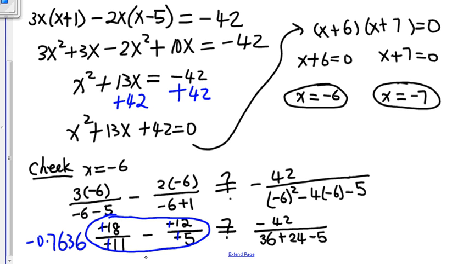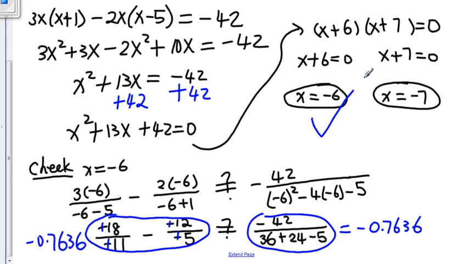So this side is also equal to negative 0.7636. Since left hand side equal to the right hand side, x equal to negative 6 checked. Now let's move to the next page to check x equal to negative 7.